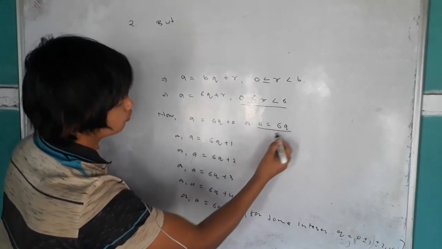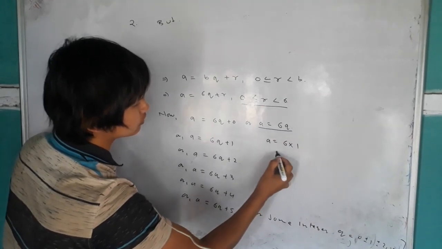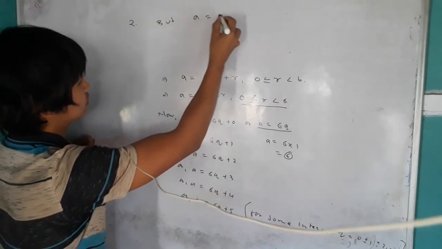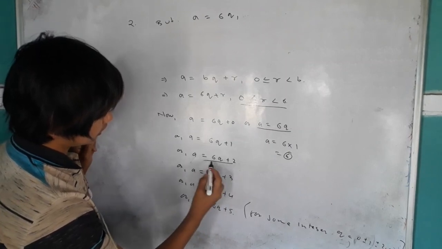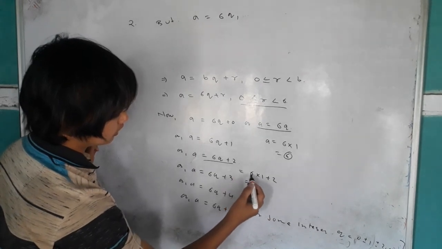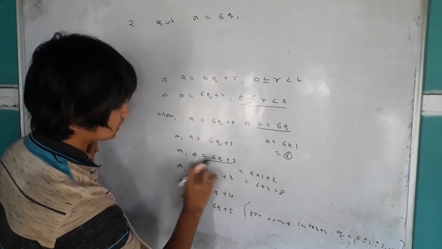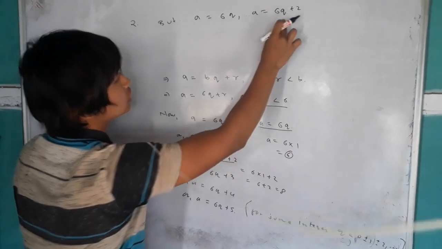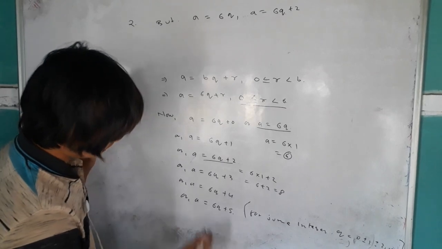Why? Because when you put A equals 6Q, Q is some integer, you can take any value, 1, so 6 times 1 is 6, and 6 is even. If you take 6 into 1 plus 2, what will be the answer? 6 plus 2 is 8. This is A equals 6Q plus 2, a positive even integer, so it cannot be, this will not be allowed.